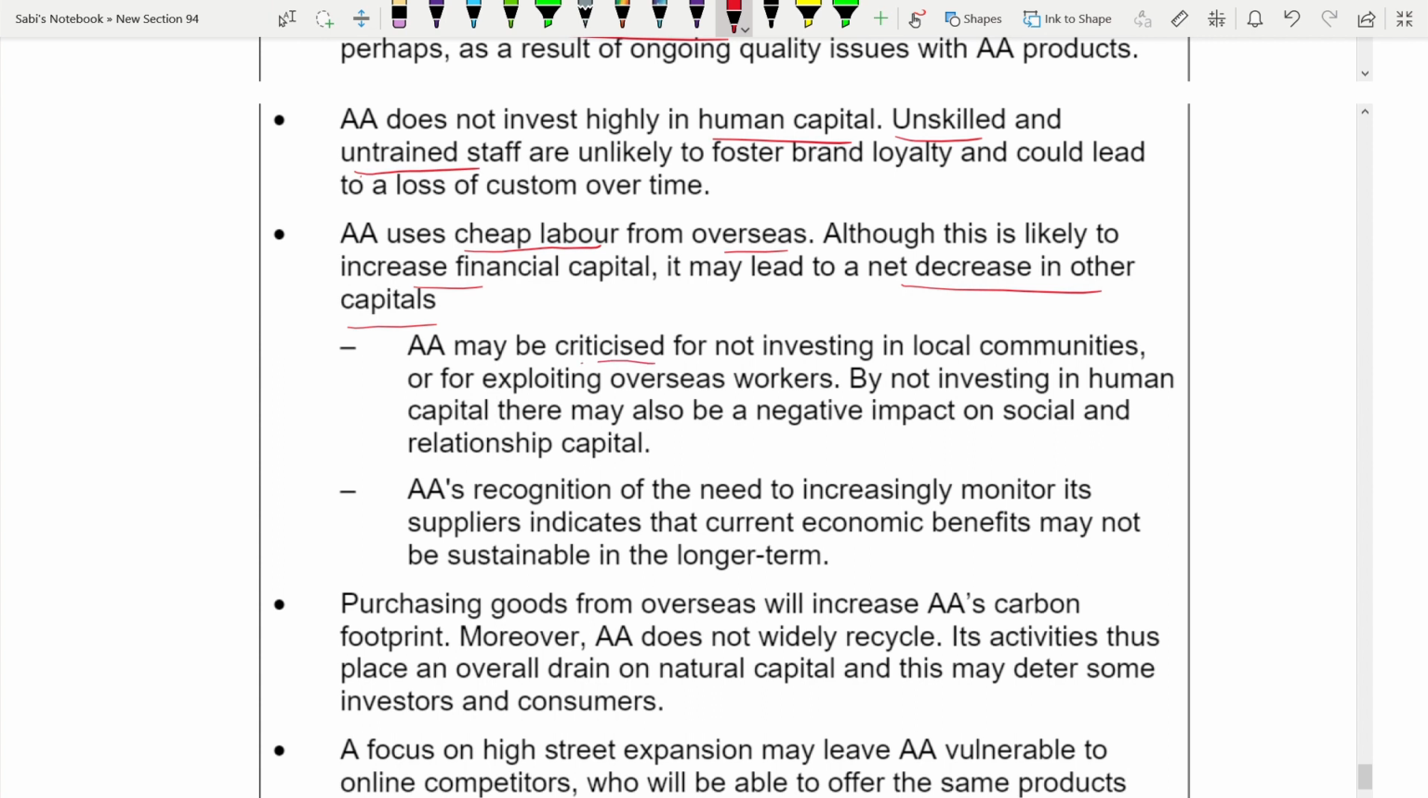So now AA may be criticized for not investing in local communities. Yes, you can be criticized. The drawback is that if you are using cheap labor, you will be criticized by your communities. This will have an impact on your social and relationship capital also. This is another type of capital. If you are not investing in human capital, you see.